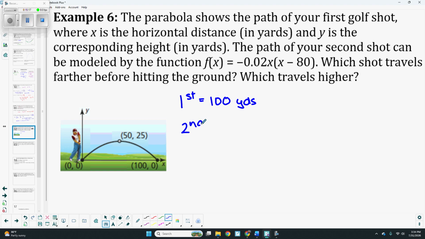My second, it's written for us in intercept form. So this is 0 and this is 80. So it went from 0 to 80. So the second shot went 80 yards. So which shot travels farther before hitting the ground? The first shot travels farther.